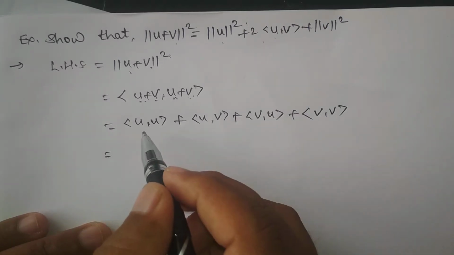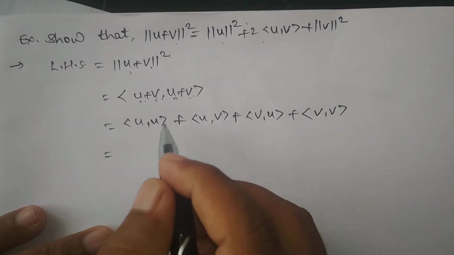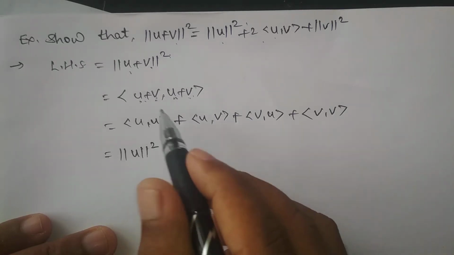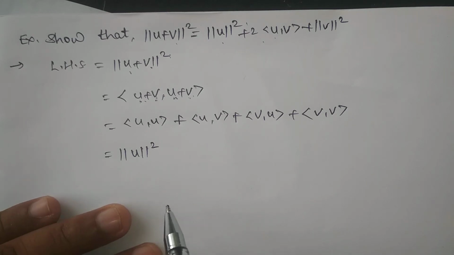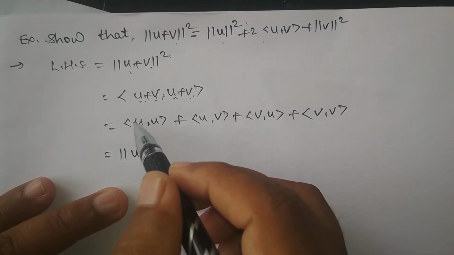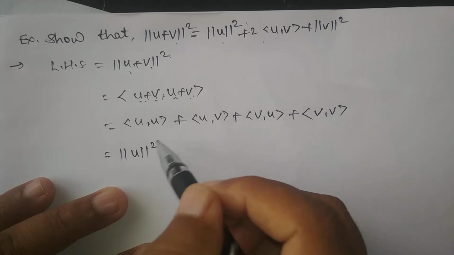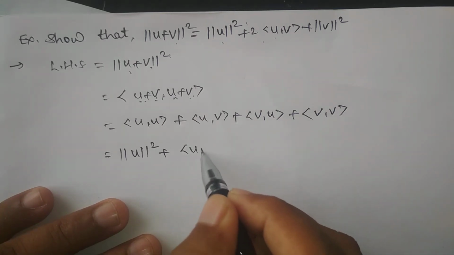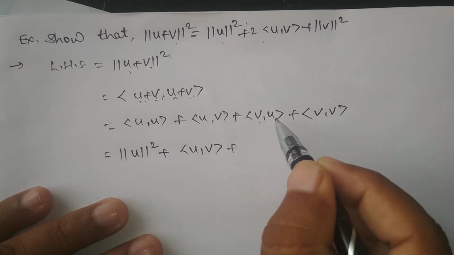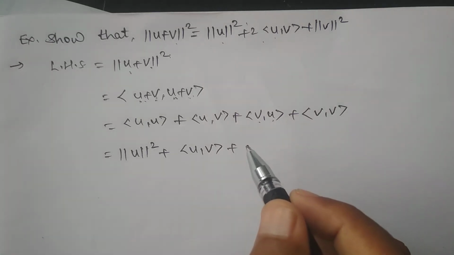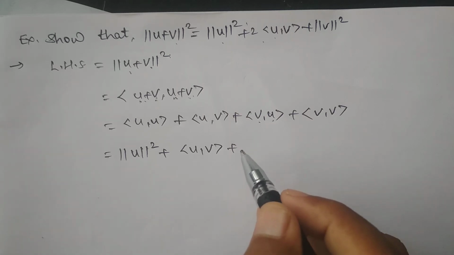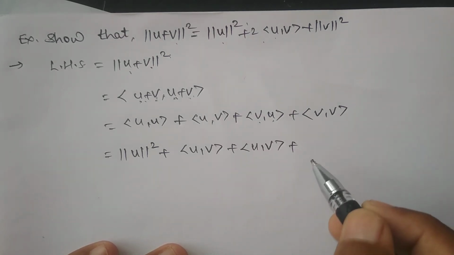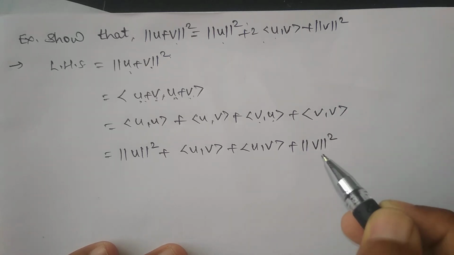What is the inner product of u comma u? It is nothing but norm of u square, because norm of u is under root of inner product of u comma u, so norm of u square is the inner product of u comma u. Plus inner product of u comma v plus inner product of v comma u. By using the second property of symmetry, we can write this as the inner product of u comma v. Plus inner product of v comma v, which is nothing but norm of v square.